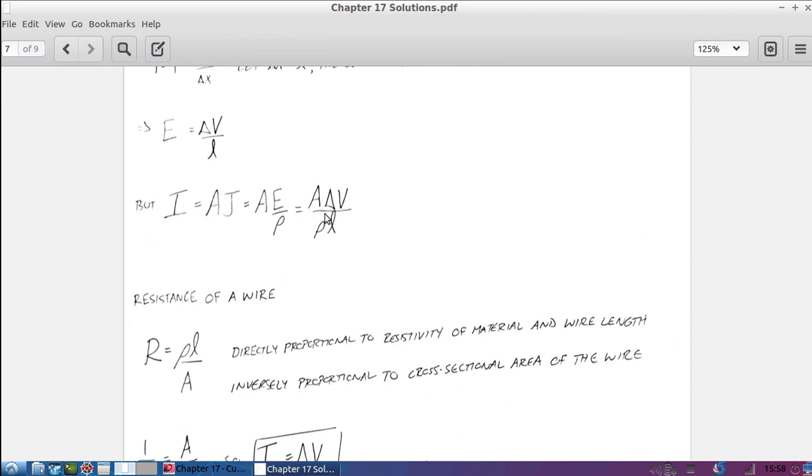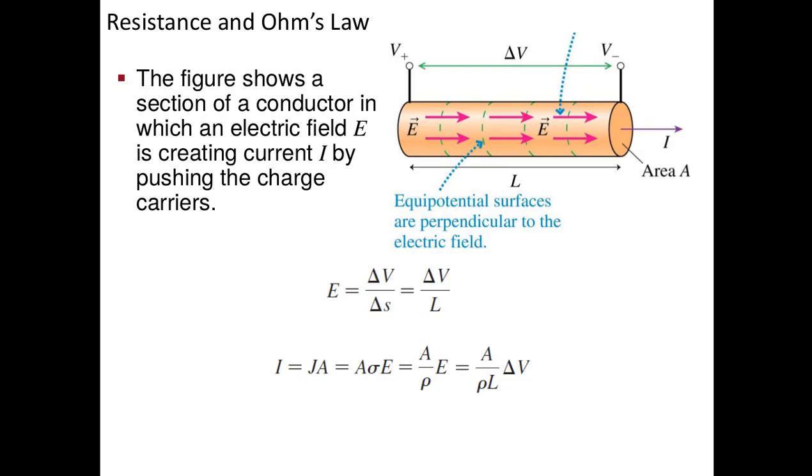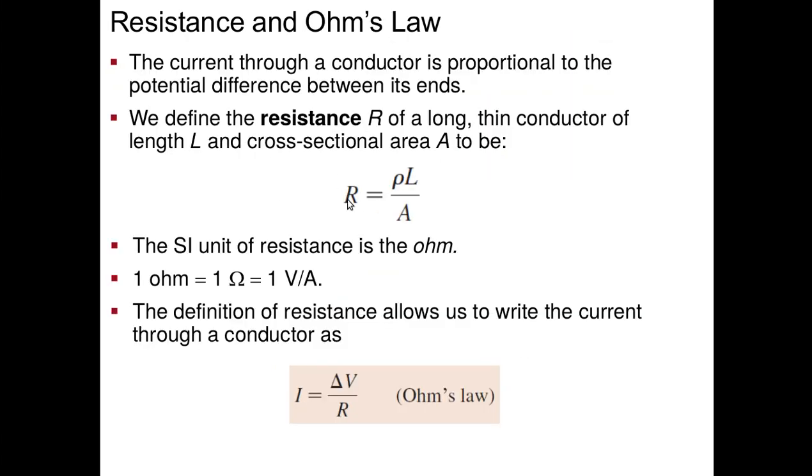So I'm going to take this expression right here, because I see a relationship between potential difference and current. So these terms right here, A over rho L, those are all properties of the wire. The resistivity is the property of the material, and the length and the area are all dimensions of the wire. So I'm going to call that resistance. I'm going to call that the resistance of the wire. So the resistance is the resistivity times the length divided by the area.